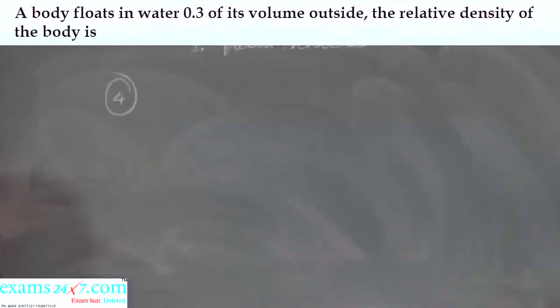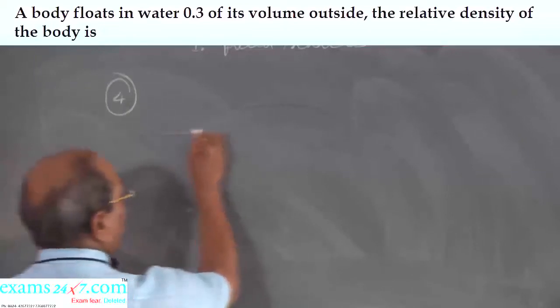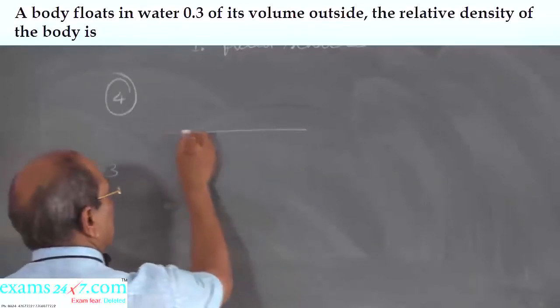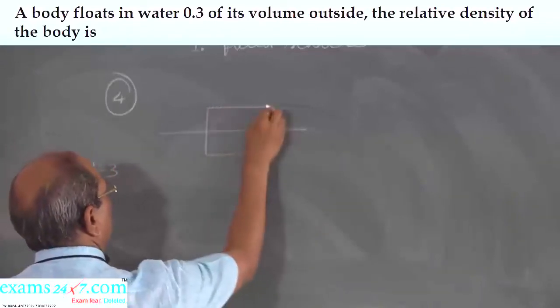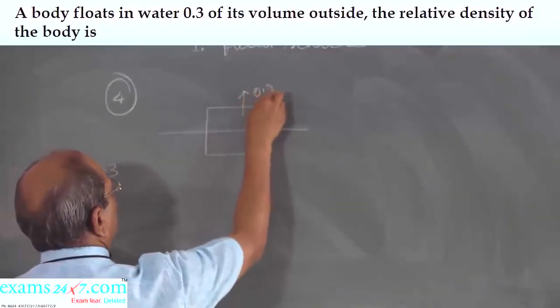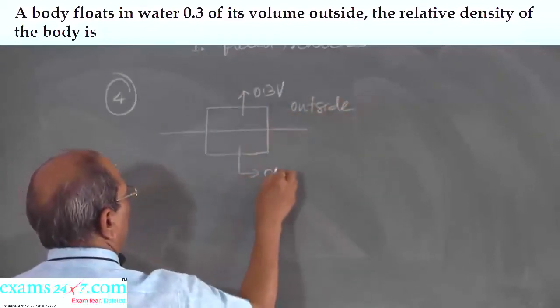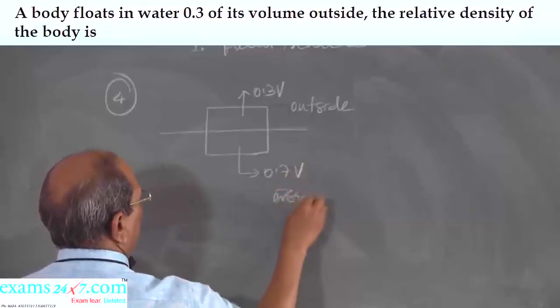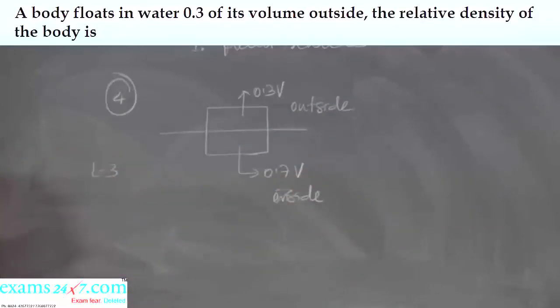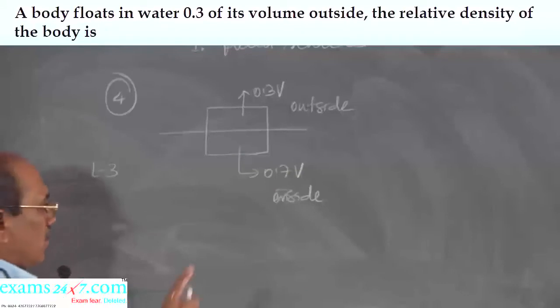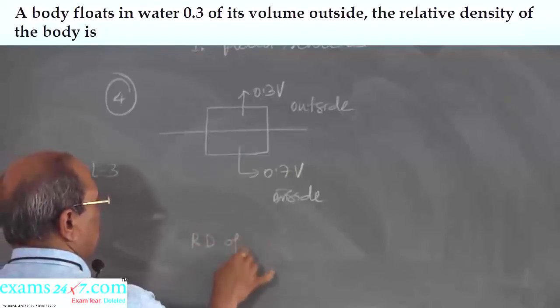A body floats in water, 0.3 of its volume outside, relative density of body. Question is short, but it is a level 3. So they are saying in a liquid, a body is made to float. 0.3 times of its volume is outside, and the remaining 0.7 volume is inside. They conceptually understood the question. Relative density of the body.